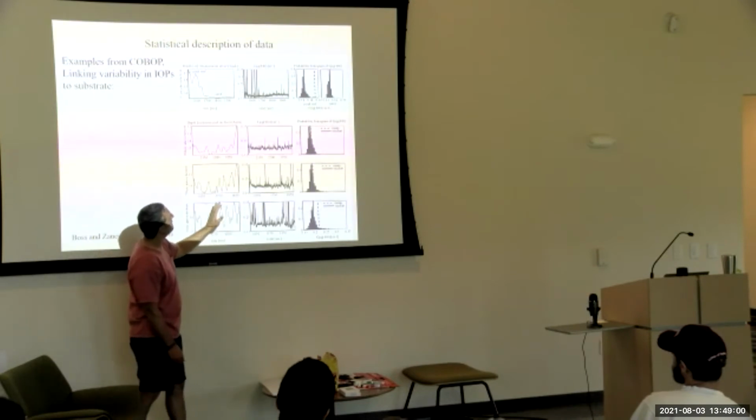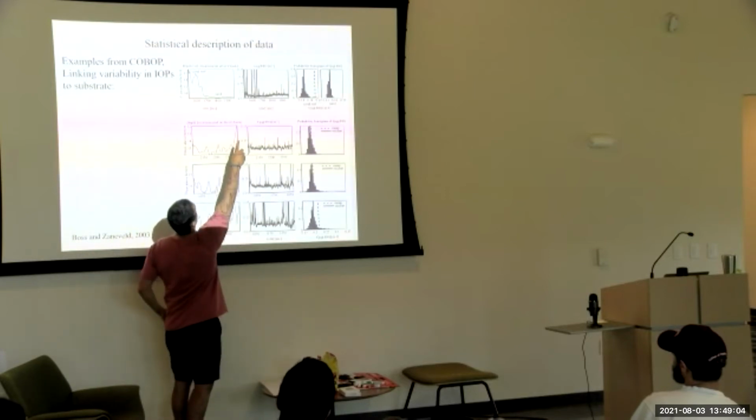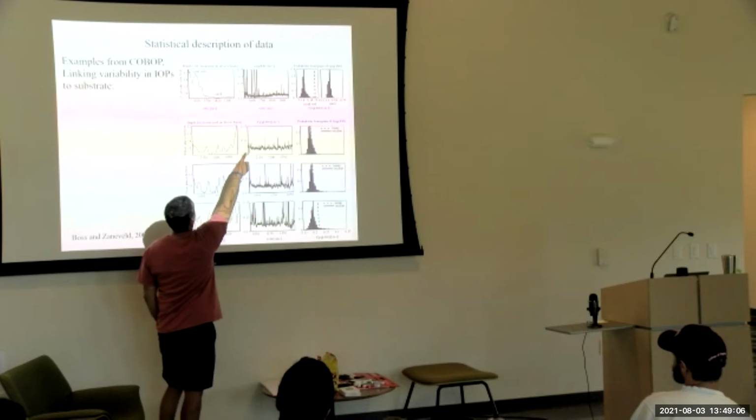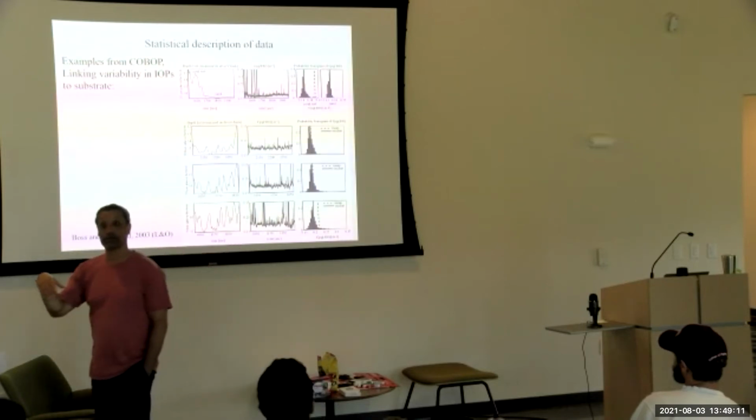And what you can see is that you can see two things. One is at the top, you can see that the moment I go above sand, my variability goes down.